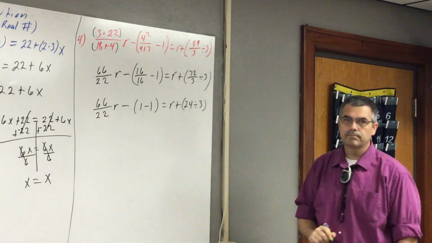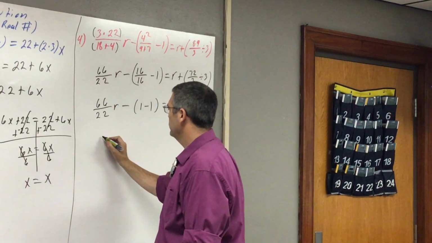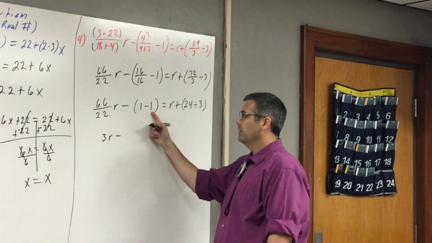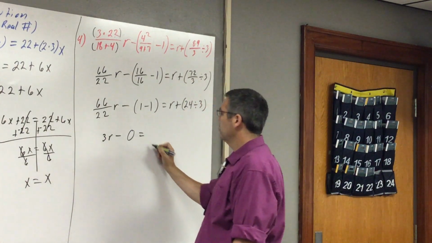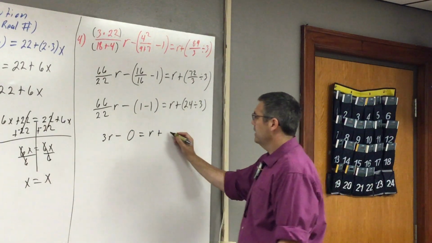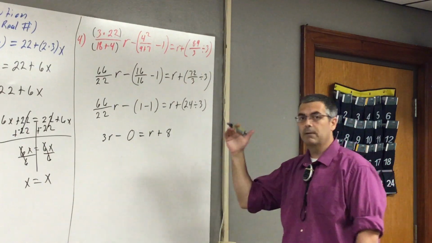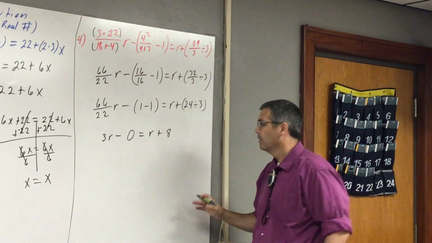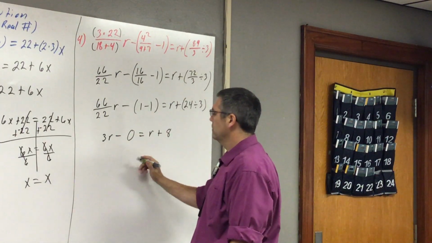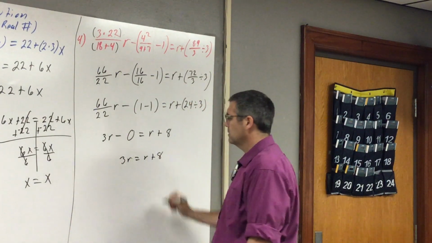And that's what it looks like. All right, 66 divided by 22 should be 3, R minus 1 minus 1 is 0, equals R plus, that gets you 8. And guys, I understand that some of this stuff you're going to go through a little bit faster. I'm hitting each step just so you can see it. Okay? So, 3R minus 0 is really just 3R equals R plus 8.